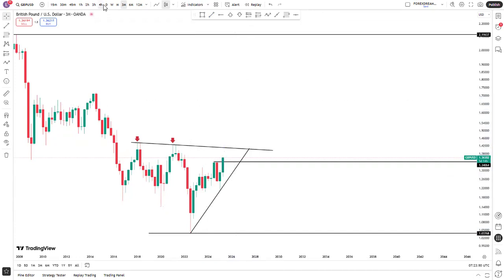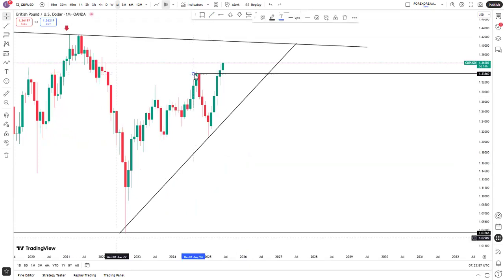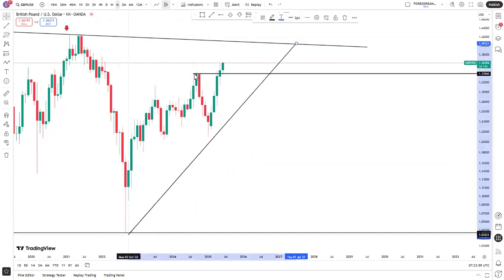So from here, we're moving to the monthly time frame. We need to check the breakout. This is the breakout, right? This is the breakout. And then let's adjust our trend line. Guys, let me share this again.